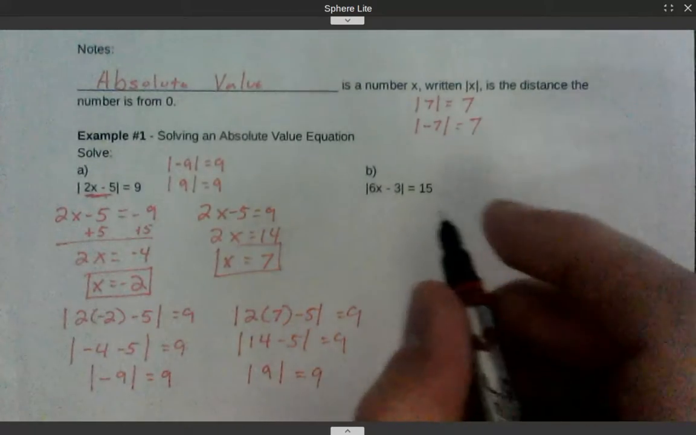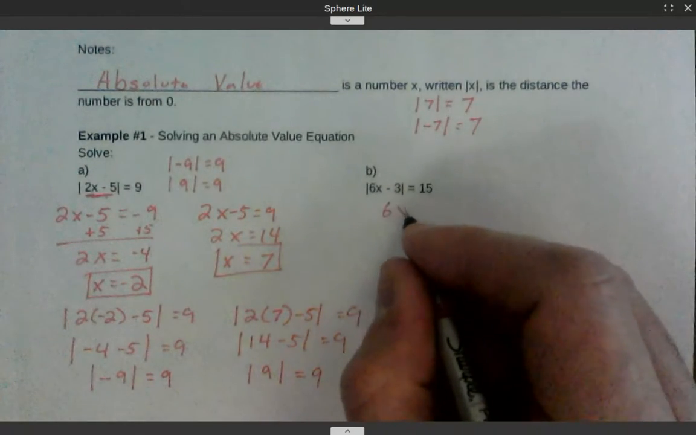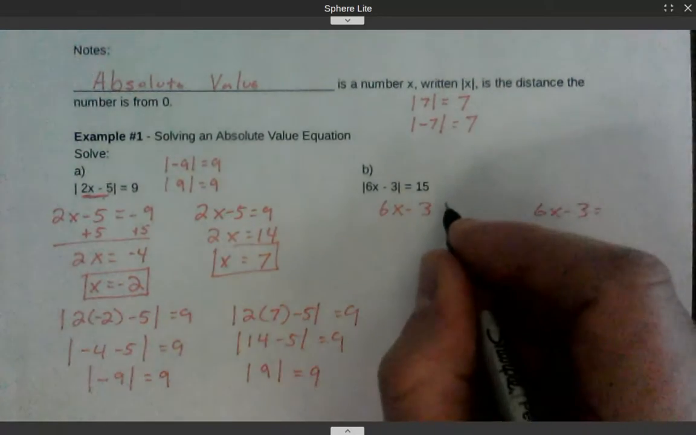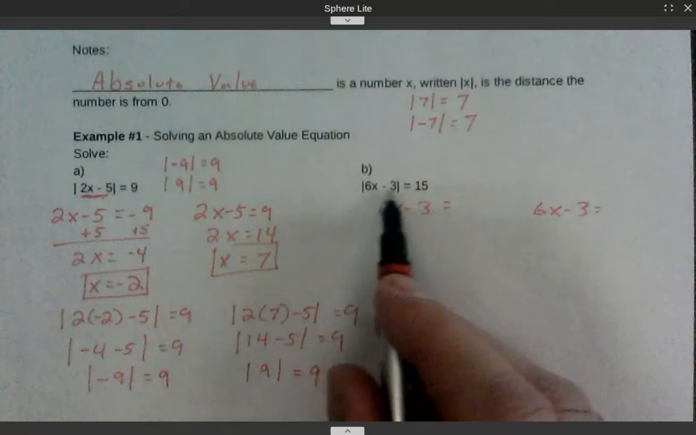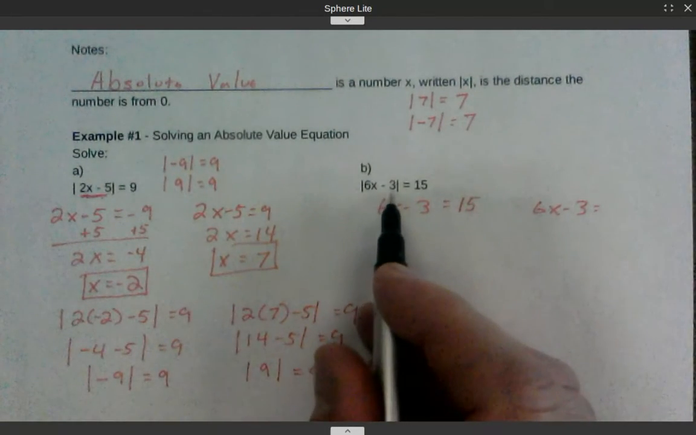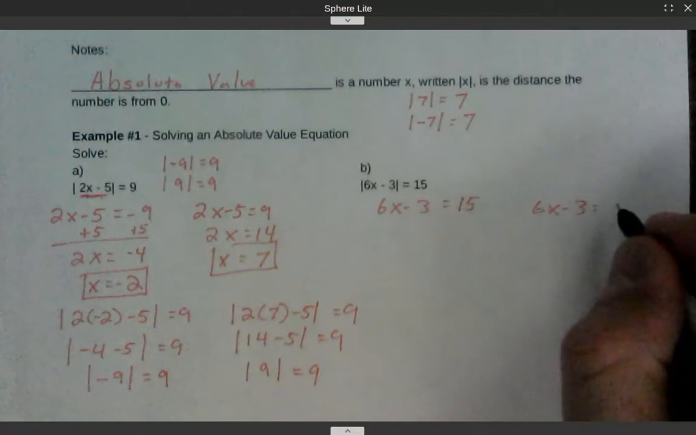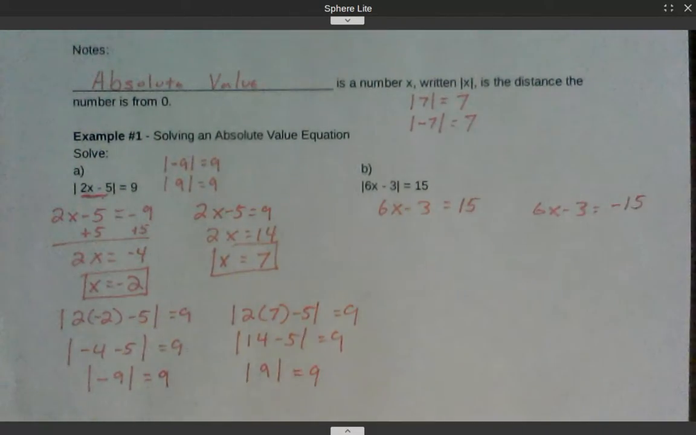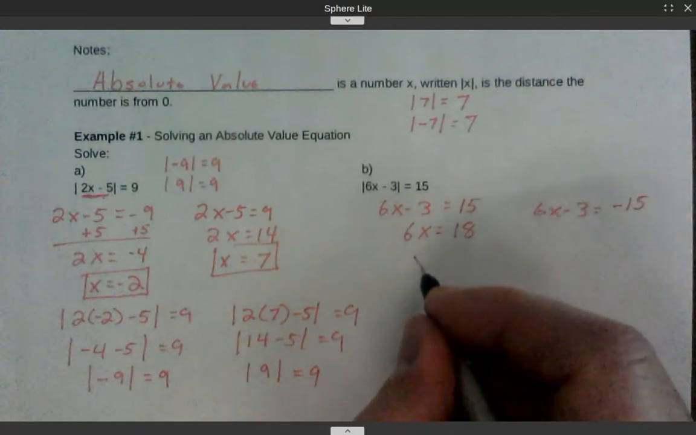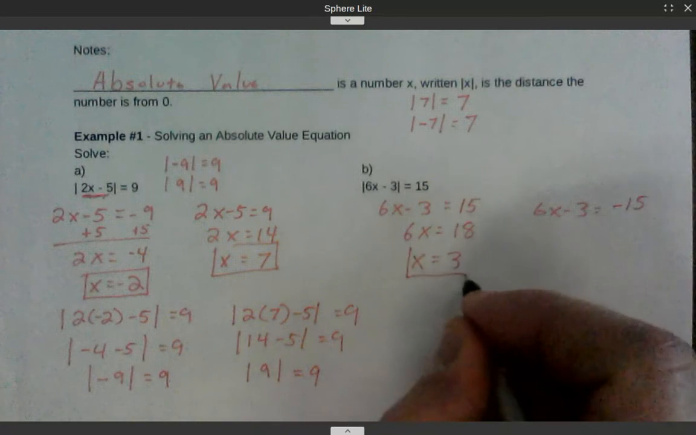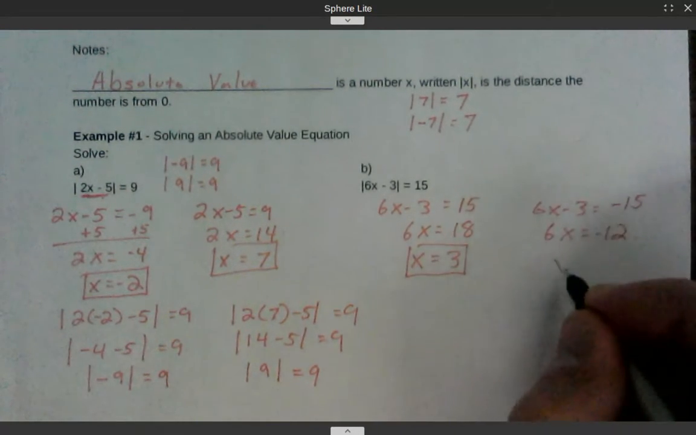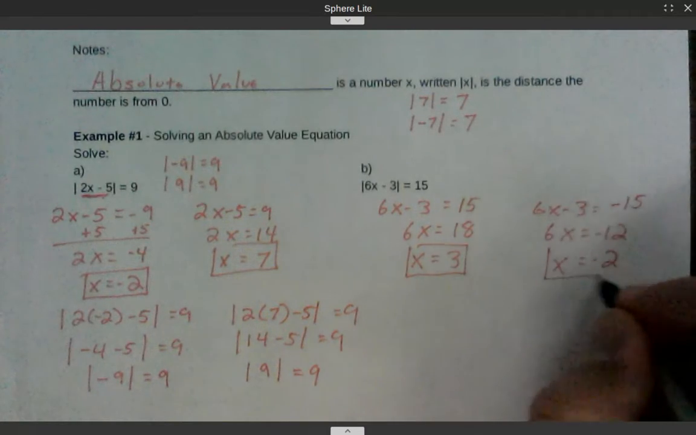So on part B, let's find out the answer. I'm going to take 6x minus 3, and I'm going to have two equations. I'm going to set it once equal to a positive 15. And I also know that the absolute value of a negative 15 is equal to 15, so this will be negative 15. If we solve this, we get 6x equals 18, or x equals 3. There's one answer. And there's the other answer.